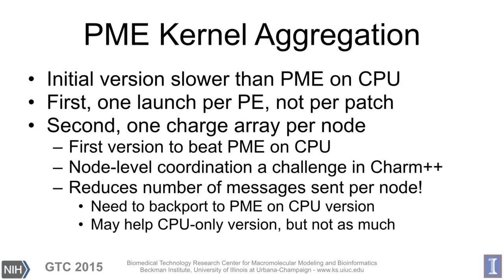One problem with driving the GPU is you can't throw too many small kernels at it from all of the different processors, so we have to aggregate this. Initially, it was slower. Eventually, we got it down to one launch per patch, and finally, we said, okay, this is using atomic operations. We're going to have one big charge grid for the entire node, and that gave us a big speed up because suddenly we're sending fewer messages per node in addition to getting the work onto the GPU. So, this is a review.